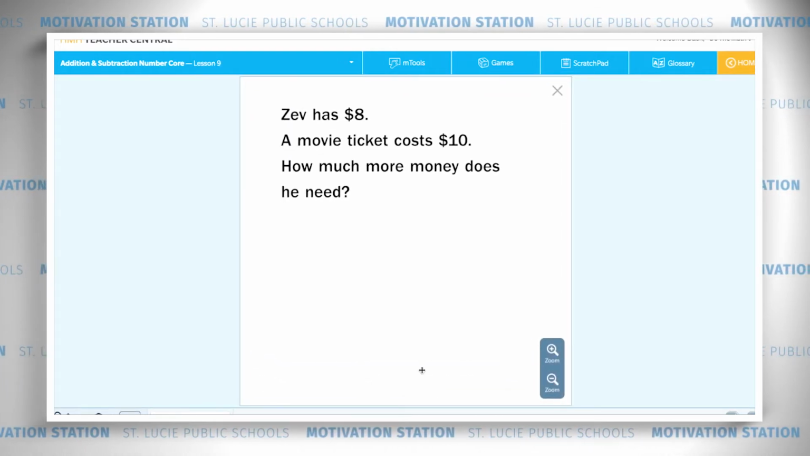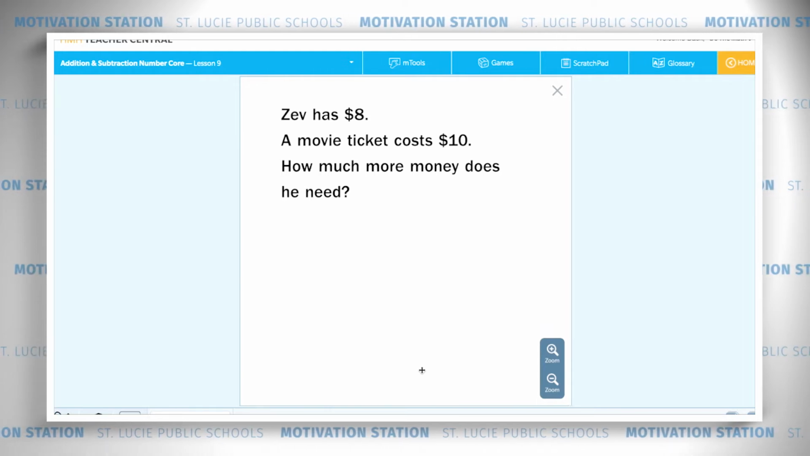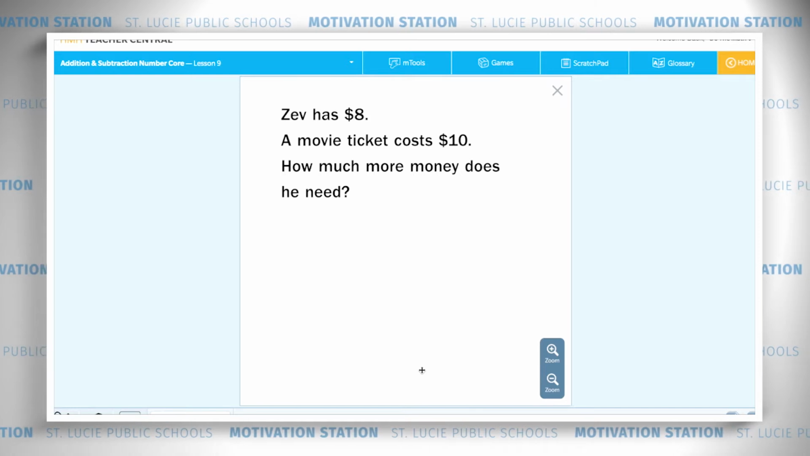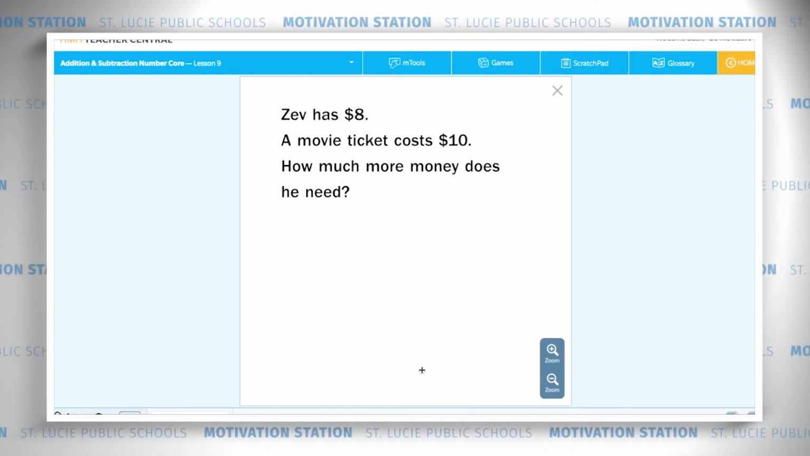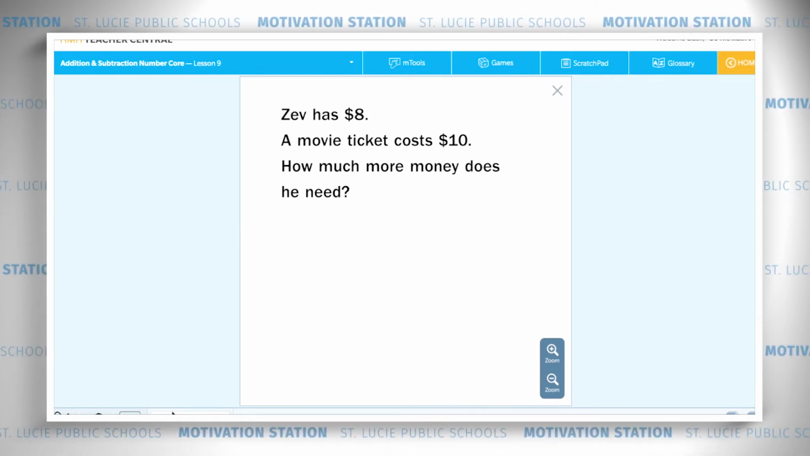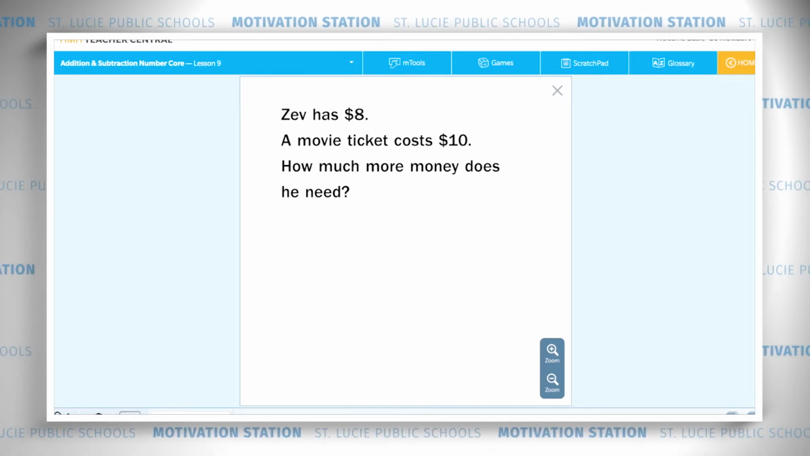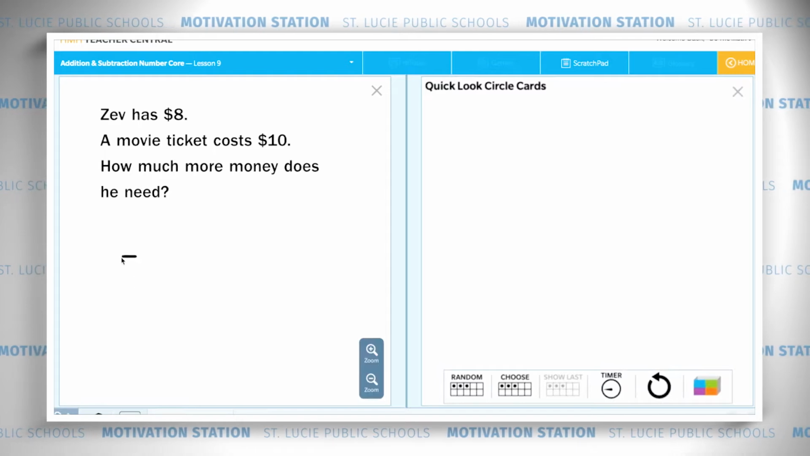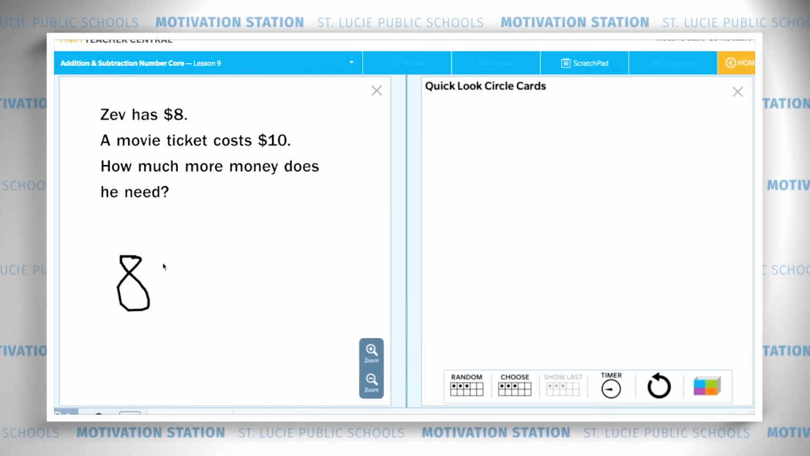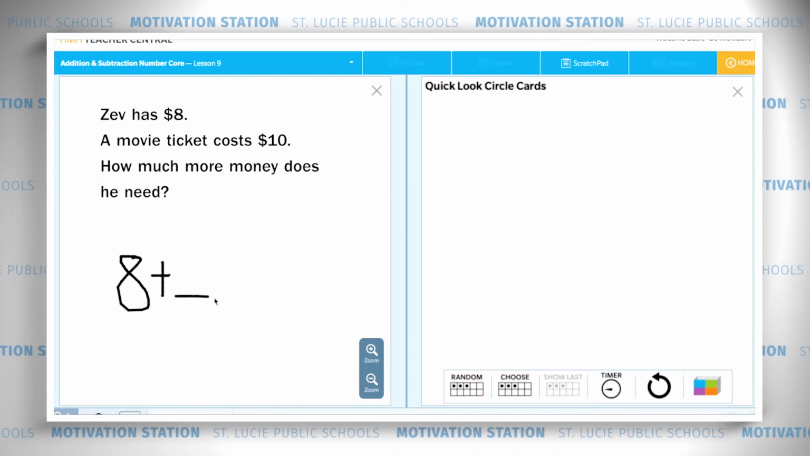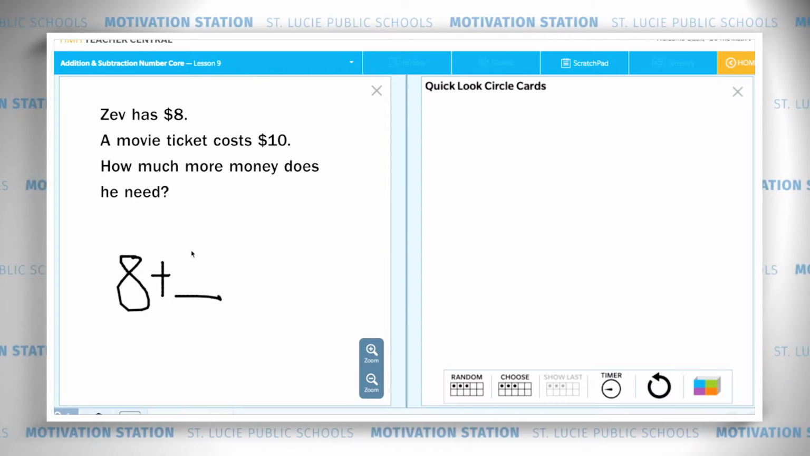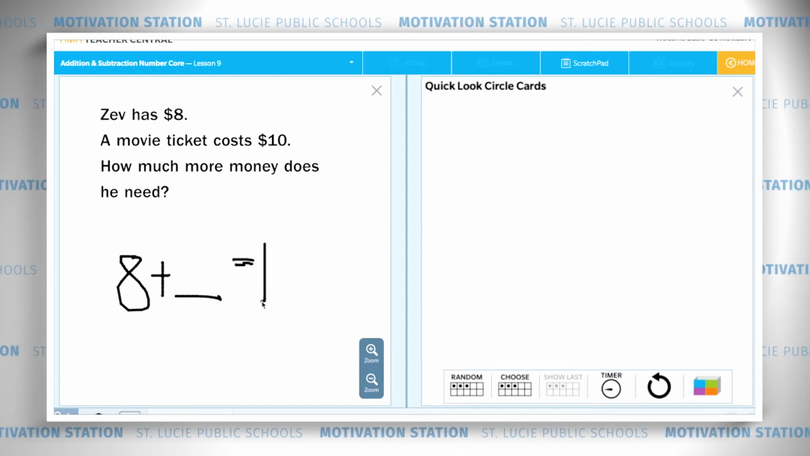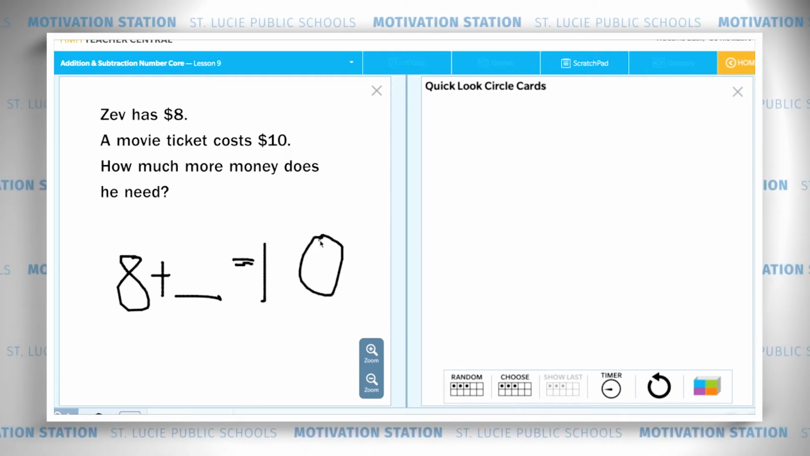Now, Zev has $8. A movie ticket costs $10. How much more money does he need? Okay, so let's write this equation on the board. But let's first pull up our quick look cards. So we're going to write 8. And this is a missing addend problem. So we're going to do plus blank because we need to know how much more money he needs to get to $10, which is the cost of his movie ticket, equals 10.